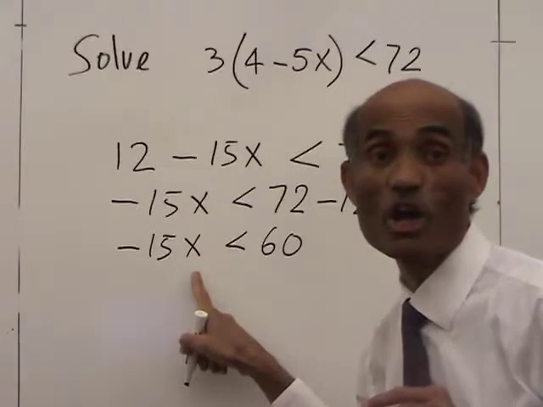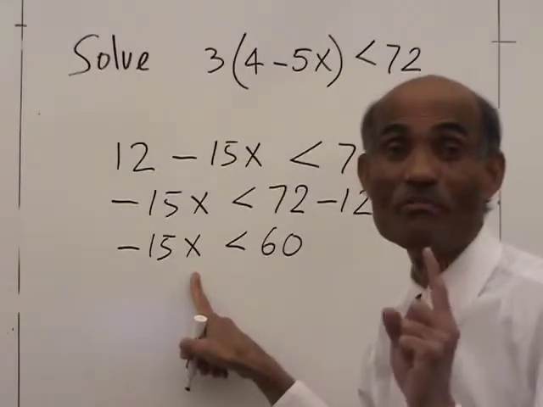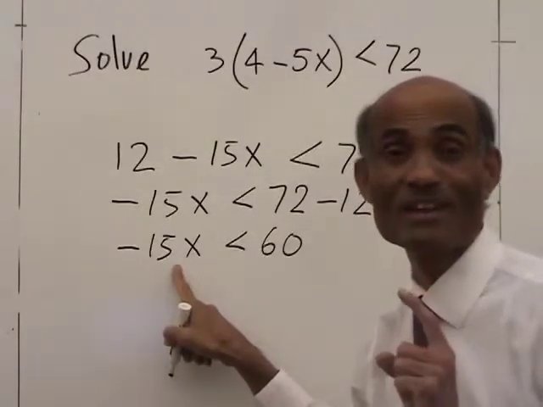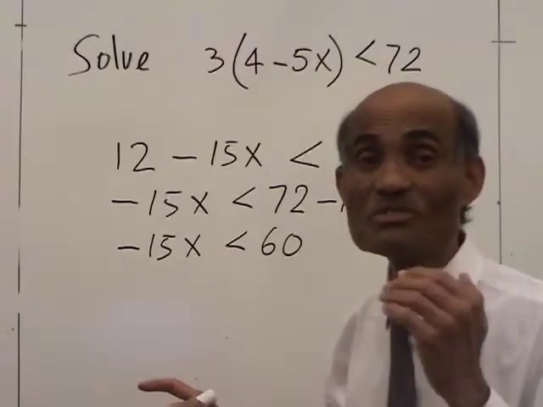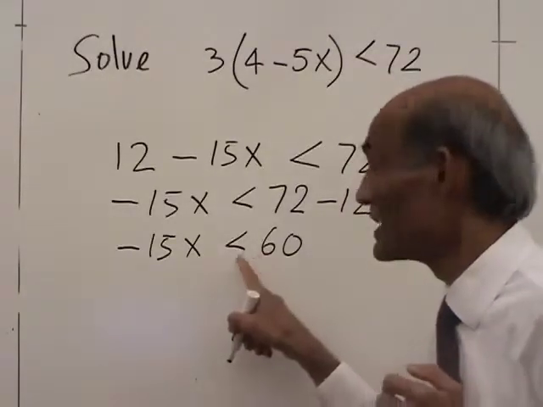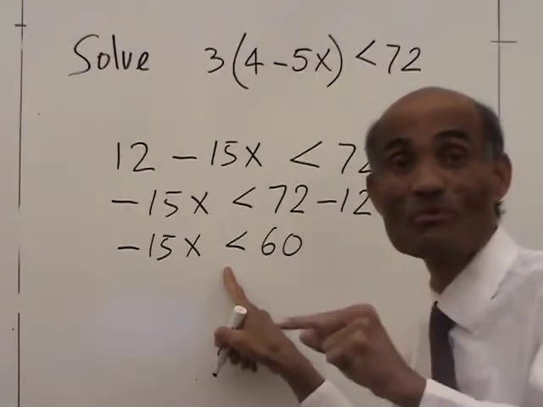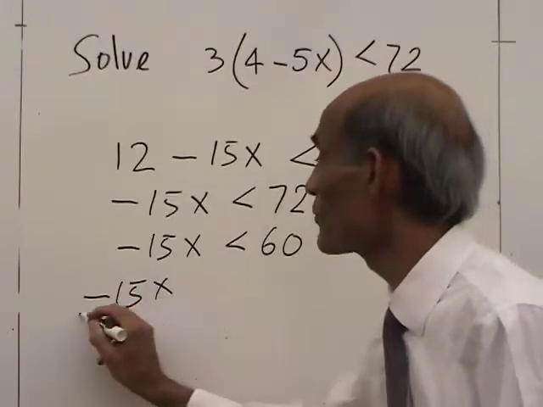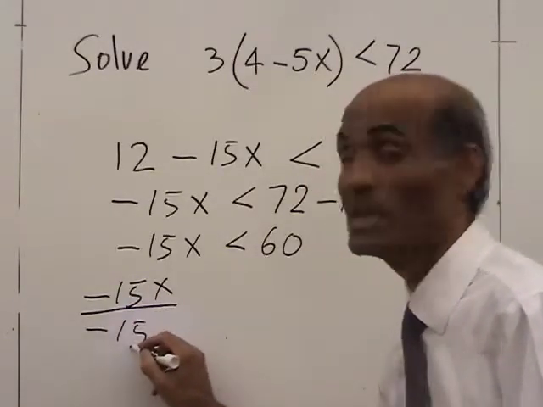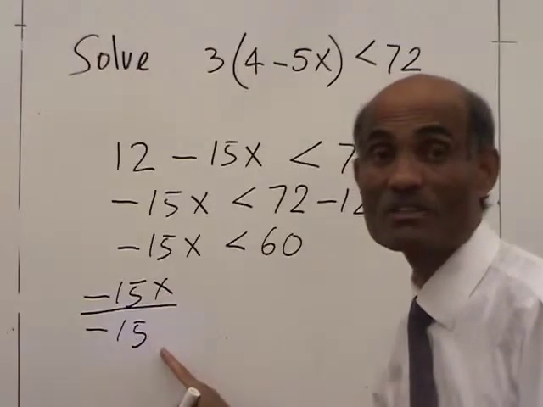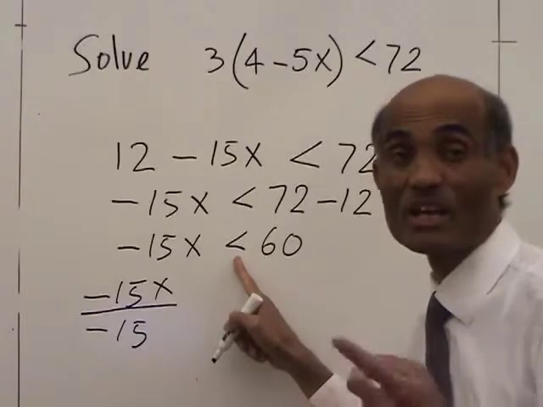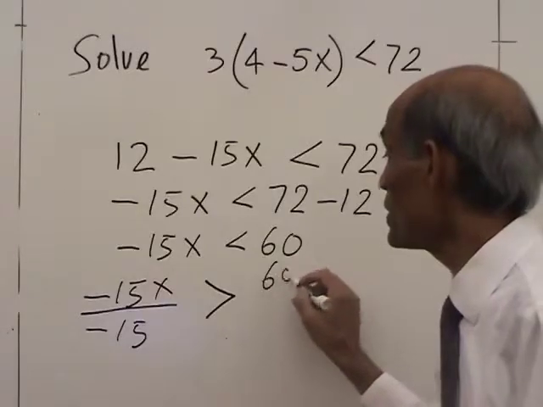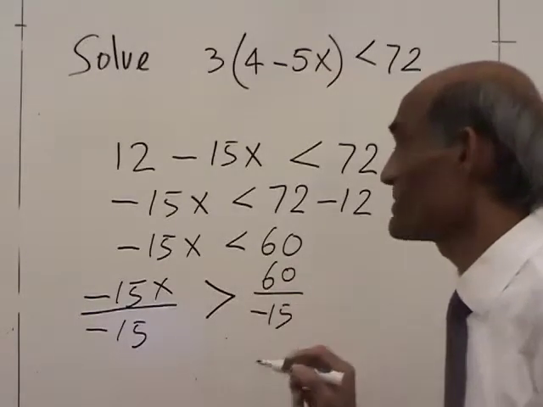In order to get x alone on the left side, we are going to divide both sides of the inequality by negative 15. When an inequality is divided by a negative number, the sign of the inequality will reverse. So look what I'm going to do. It will be negative 15x divided by negative 15. Now when you divide by a negative number, what do you do to this sign? Reverse it. Less than becomes greater than, 60 divided by negative 15.